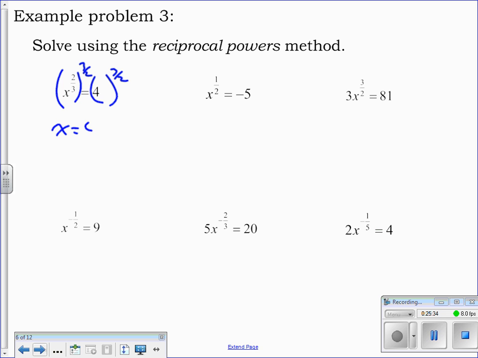x equals 4 to the 3/2. And then simplify. The 2 in the denominator means the square root. Square root of 4 is 2. The 3 in the numerator means cube it. 2 cubed is 8, so x equals 8.